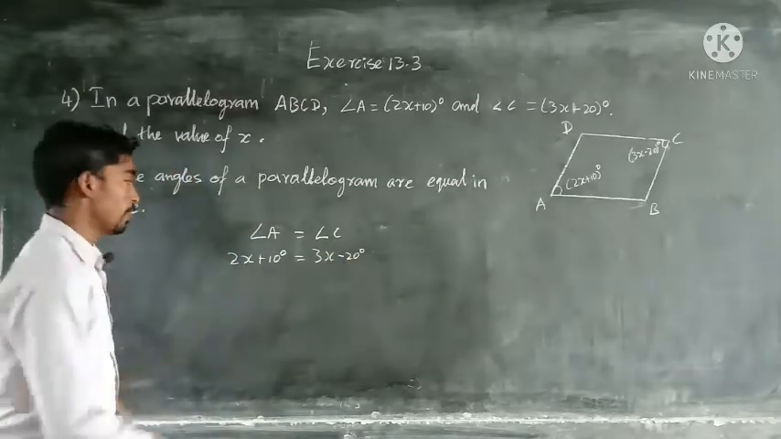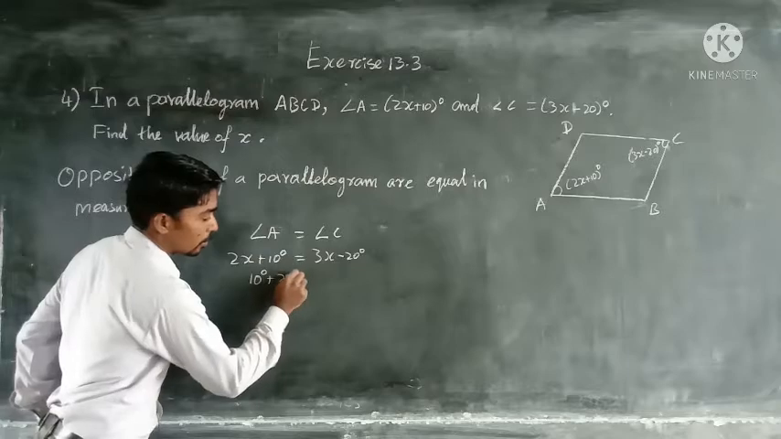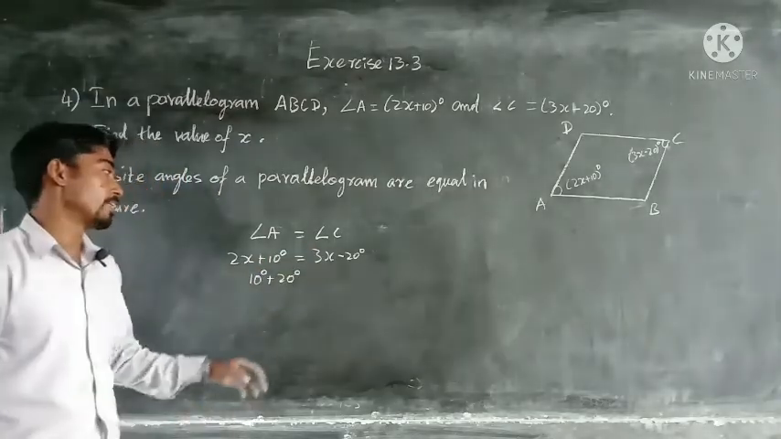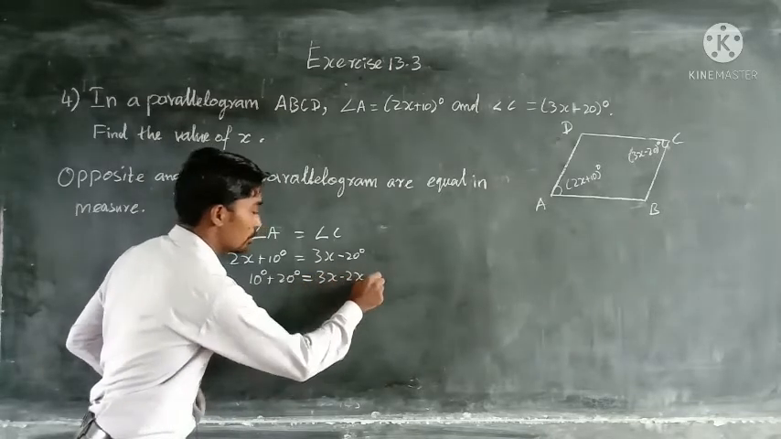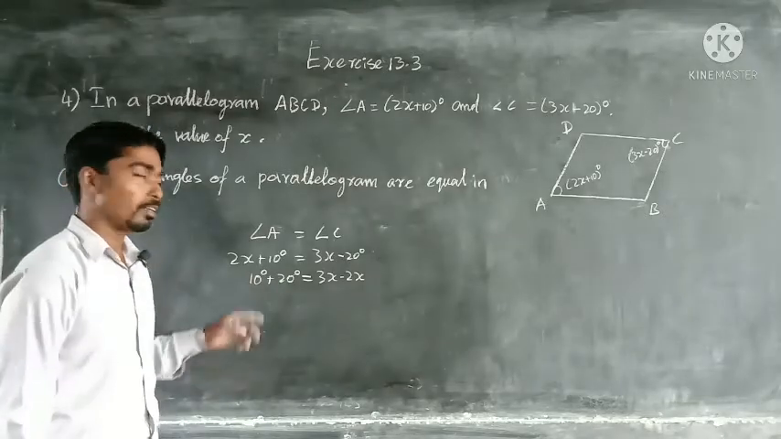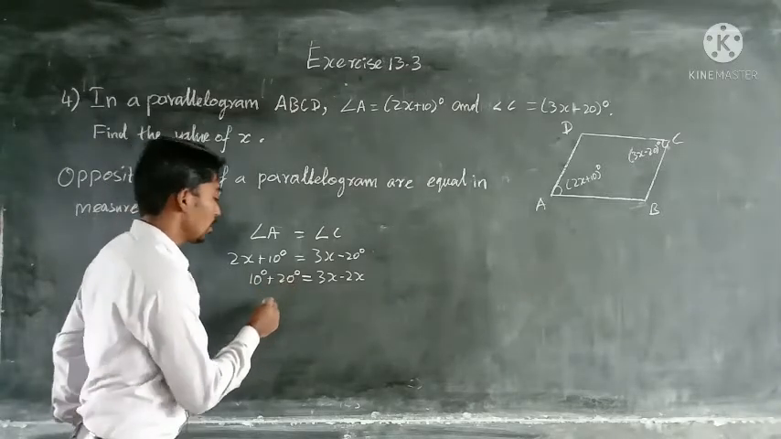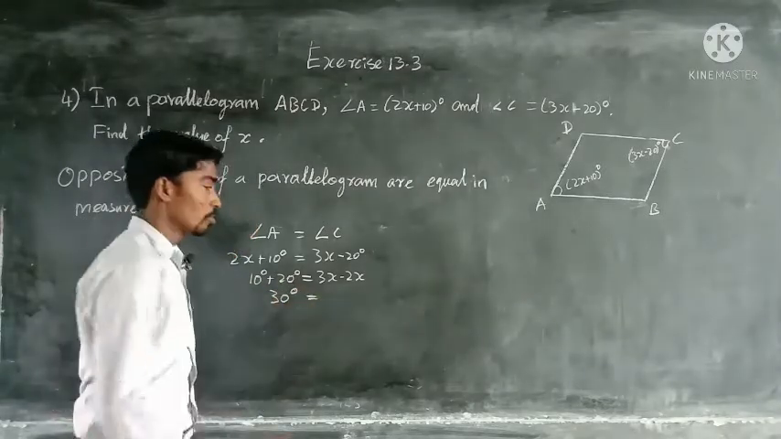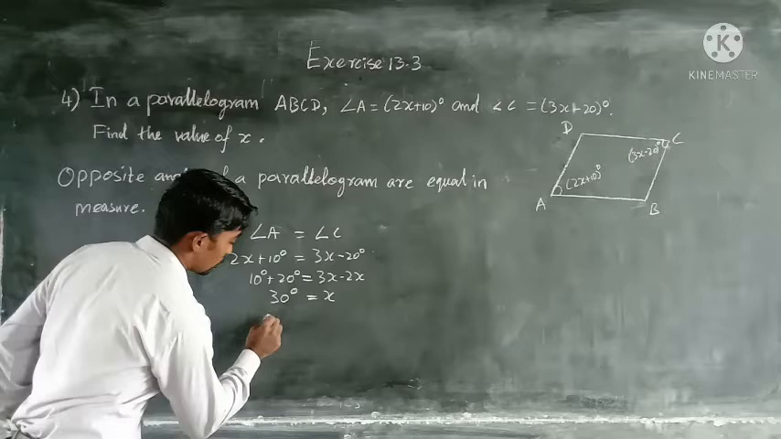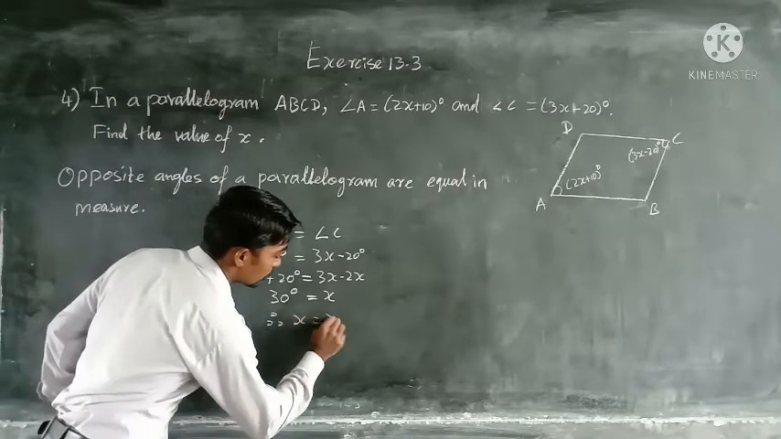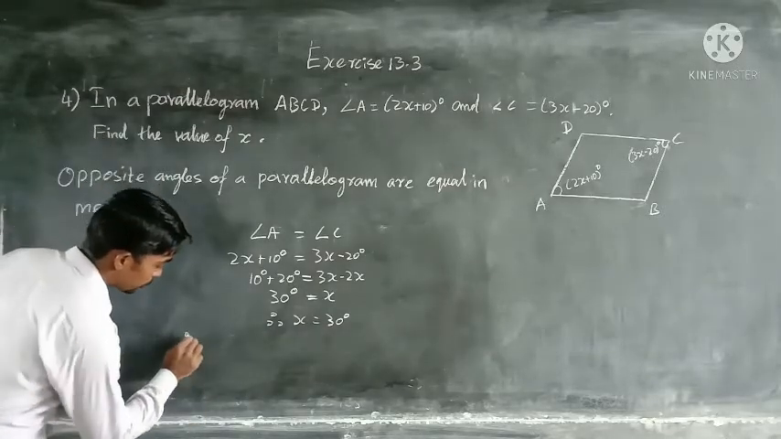Minus 20 degree we can take into other side. We will get plus 20, 10 degree plus 20 degree, and plus 2x we can take into other side. If we take into other side, you will get minus 2x, 3x minus 2x. 10 degree plus 20 degree, we can add it. We can add these two angles, that is 10 degree plus 20 degree is 30 degree is equal to 3x minus 2x is x. Therefore, x is equal to 30 degree. Therefore, the value of x is 30 degree.